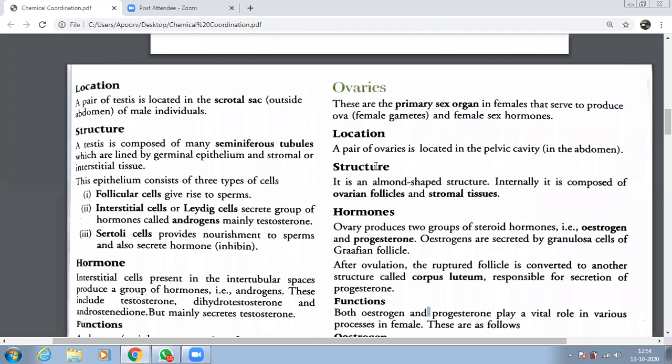See, after we do this, we'll compare both the things. As of now, I'm just explaining, then we'll compare. Read about the location and structure, then we'll compare.